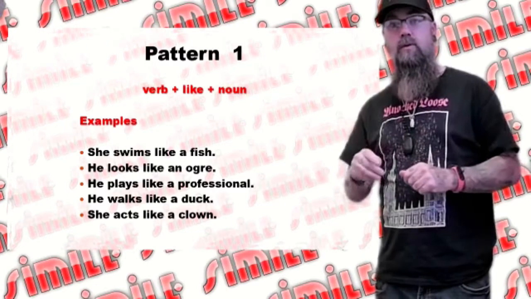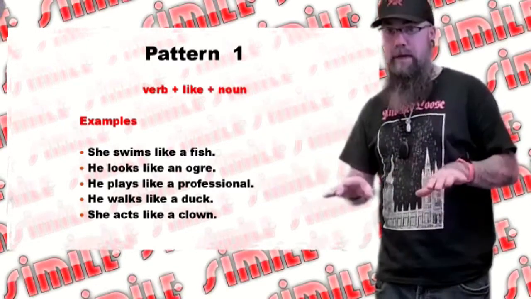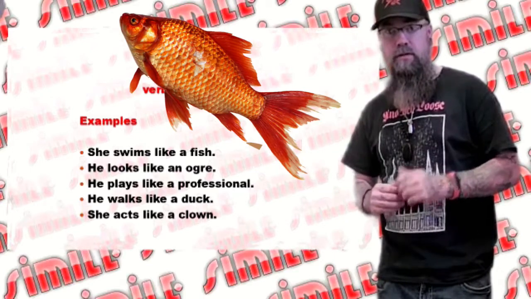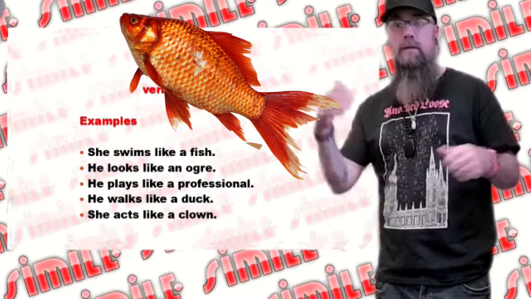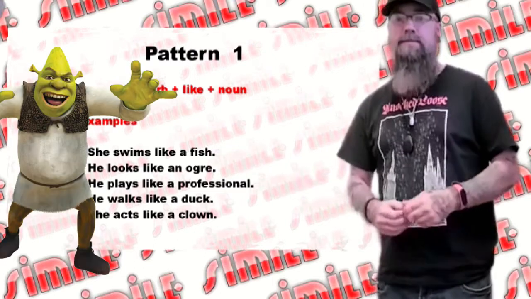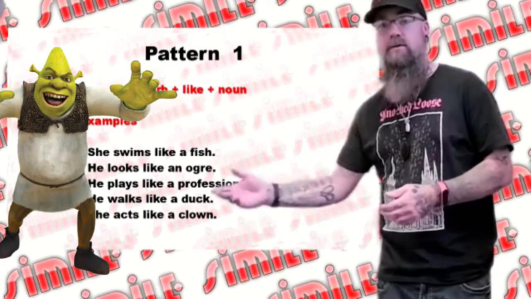The first pattern is when we use the word like with our comparison. So let's go over some examples here. She swims like a fish. We're comparing the way she swims with the way a fish swims. He looks like an ogre. We're comparing the way he looks to an ogre.